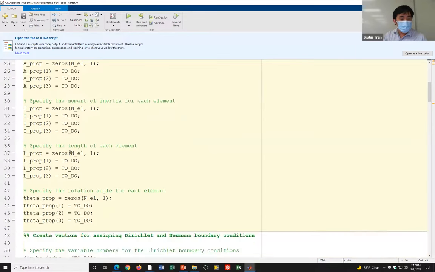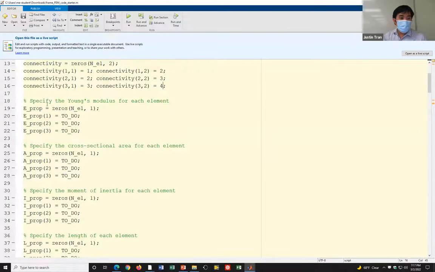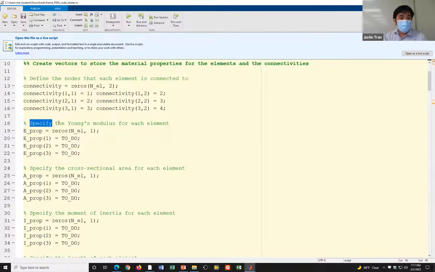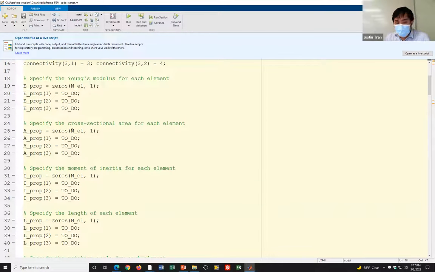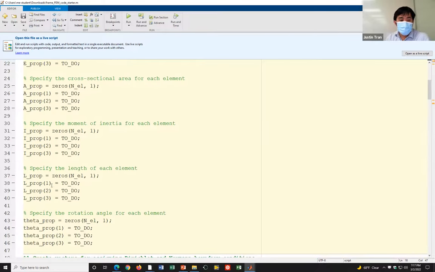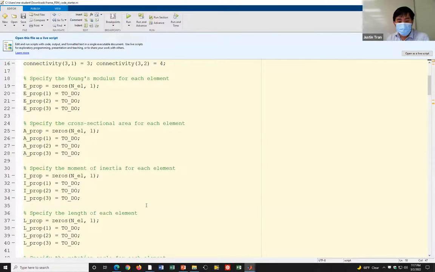If you go into the code, you can see that I have a bunch of code segments here. Starting at line 18, I have a line to specify the Young's modulus for each of the elements. I've defined a new vector, eprop, which is a zeros vector with number of elements, comma one. This is a single vector with only a single column, where we specify the Young's modulus for each element. I have the same thing for the area, the moments of inertia, the length, and theta.